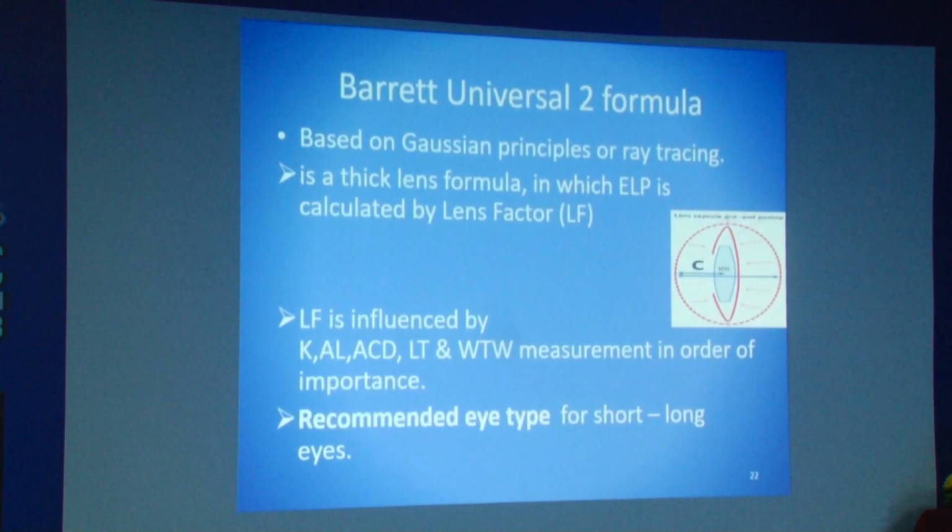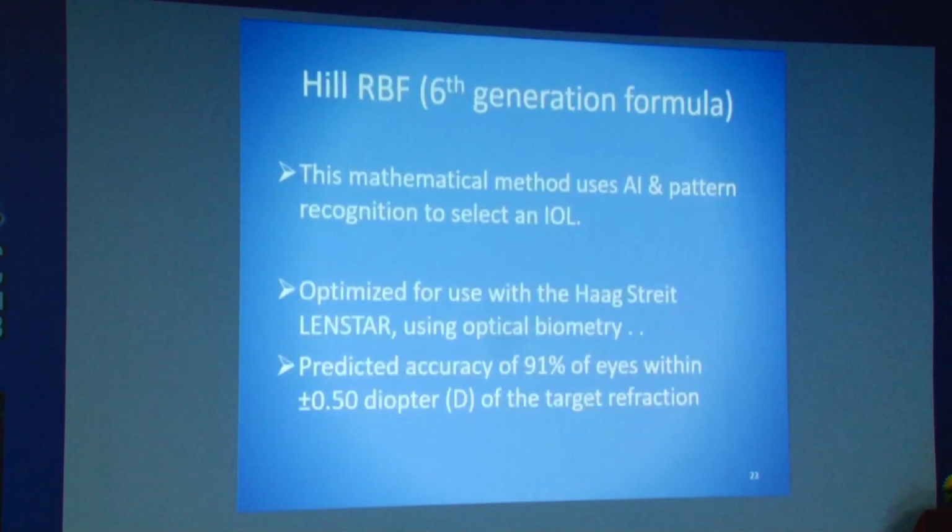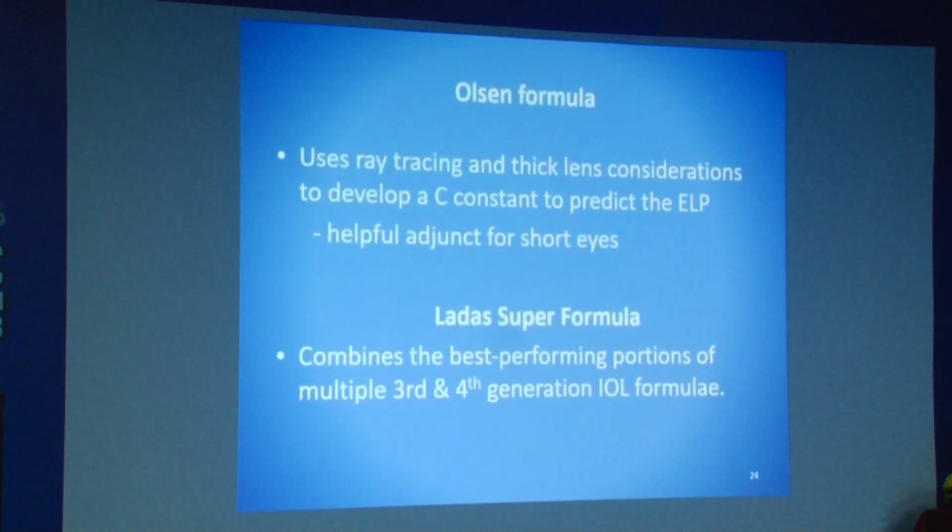So what is this Barrett Universal 2 formula which everybody is talking about? It is recommended for both short and long eyes, and it uses keratometry, axial length, anterior chamber depth, lens thickness, and white-to-white measurements, in that order of importance. It uses artificial intelligence, and it gives a predicted accuracy of 91% of eyes within 0.5 diopters.